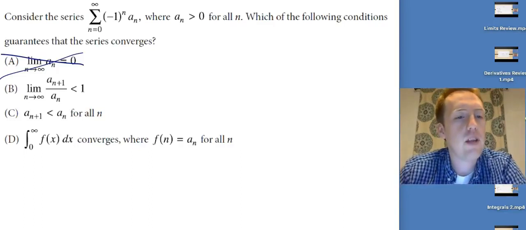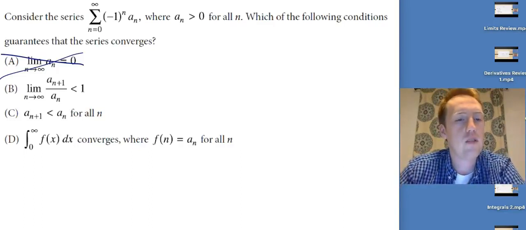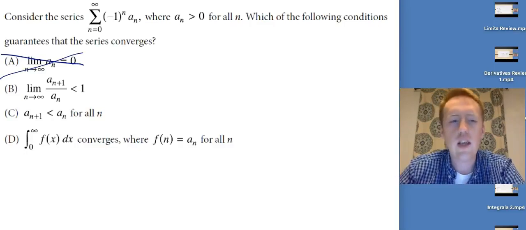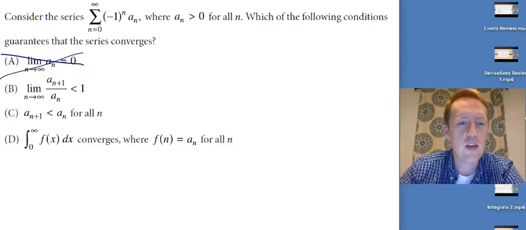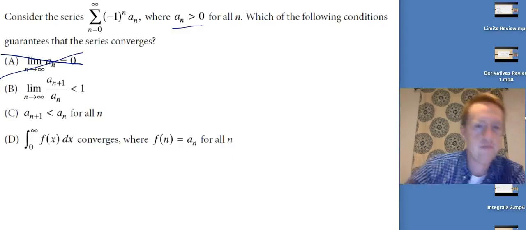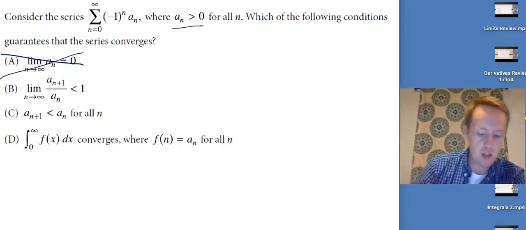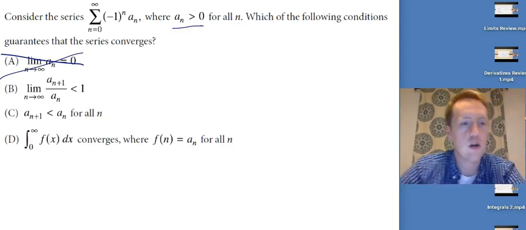B. The limit as n goes to infinity of a sub n plus 1 over a sub n is less than 1. That looks a lot like the ratio test, but it seems to be missing the absolute value bars. Aha! Apparently it doesn't matter. B looks good. Let's just look at the other ones to be certain.